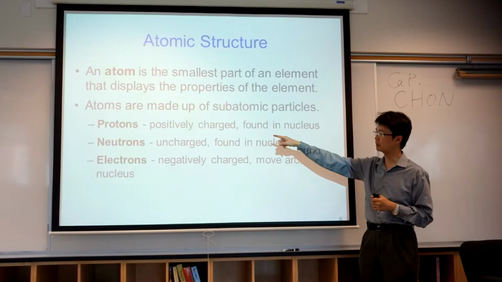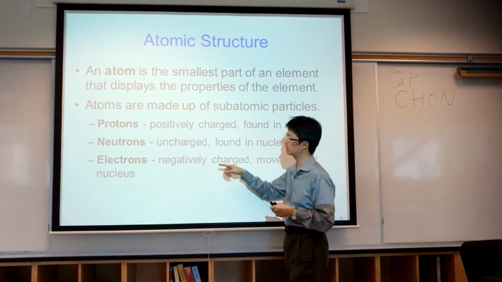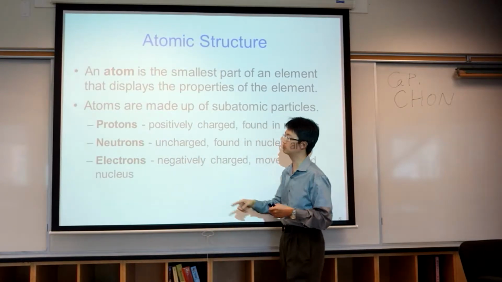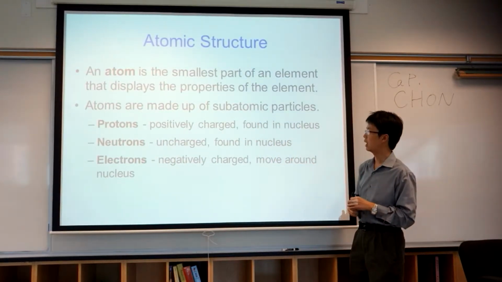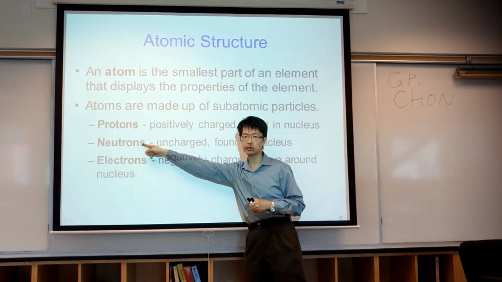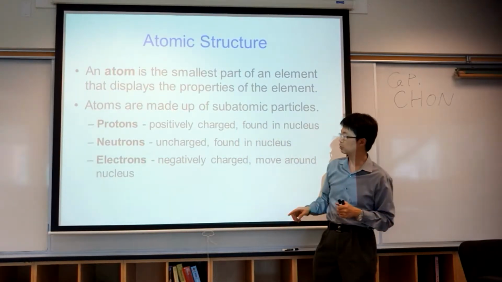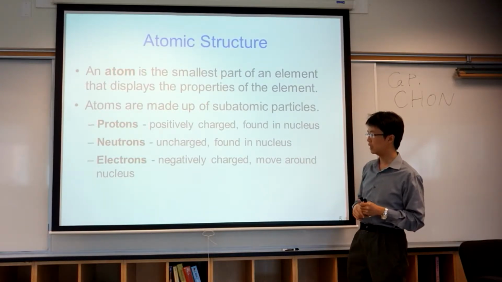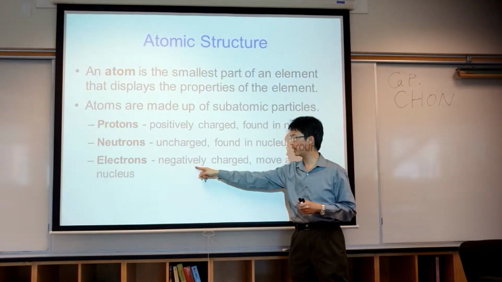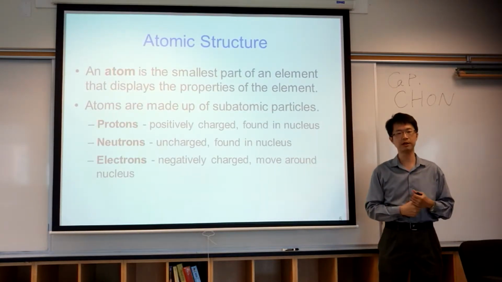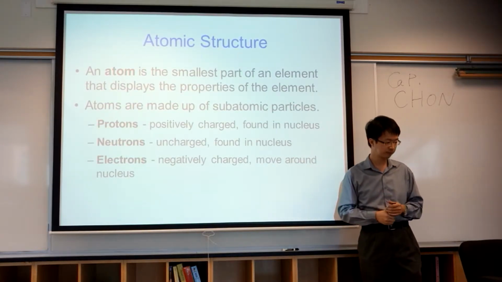Protons are positively charged. How you can memorize it is that P goes with P. So proton is positively charged, both P, and they are in the nucleus. Neutron, as the name suggests, is neutral, so there's no charge, and it is also found in the nucleus. Electron is the negative one, and it moves around the nucleus. That means it is not in the nucleus, but it is around the nucleus.